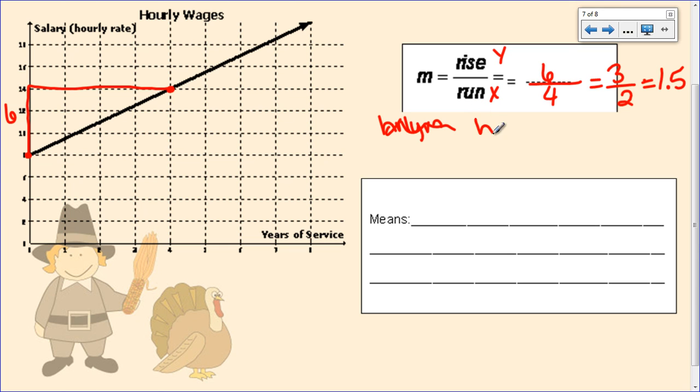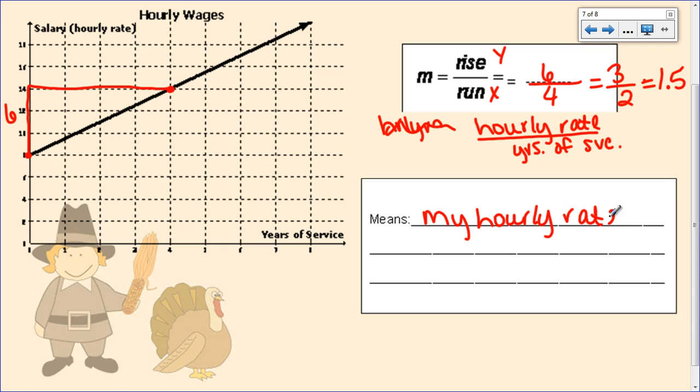Let me have some space here. It's my hourly rate, because that's y, over my years of service. Okay, and it is an increasing graph. It's a positive slope. So what this means is that my hourly rate increases, and since we're talking an hourly rate, we're going to take this 1.5 and turn it into $1.50.